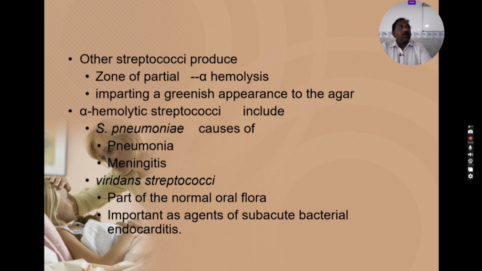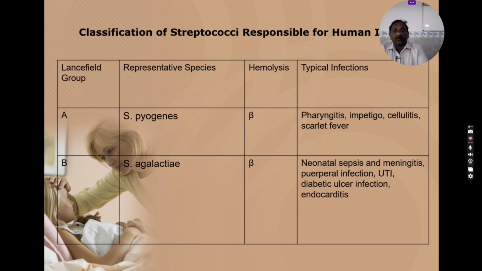There are other Streptococci that produce a zone of partial, alpha hemolysis. Alpha hemolytic Streptococci include Streptococcus pneumoniae. We discussed Streptococcus pneumoniae as a cause of pneumonia and meningitis. And viridans Streptococci are part of the normal oral flora, important as agents of subacute bacterial endocarditis. So these are all the different classes.